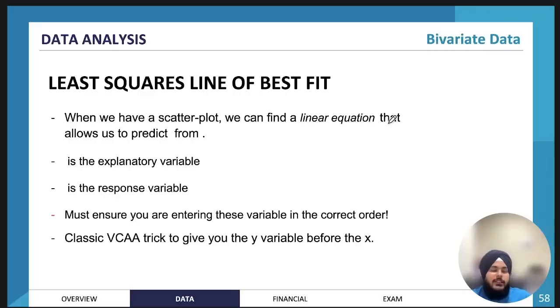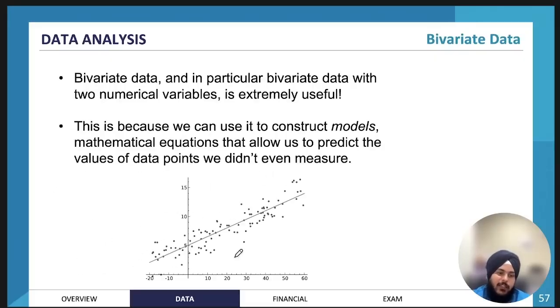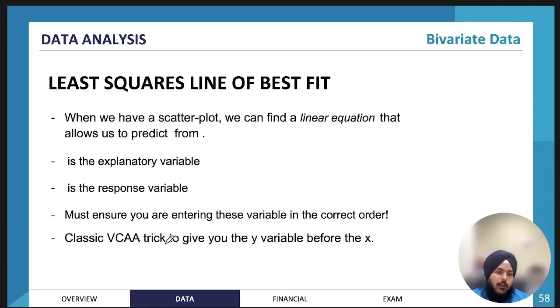So the model is essentially just the least squares line of best fit. When we have a scatter plot and we draw a line going through it, it's the line that's essentially minimizing the residuals, which we'll have a look at in a second. Essentially it's a line going through the middle of these values, which you'll never be asked to draw from raw data. You'll never be asked to draw a line of best fit just from looking at particular data values.